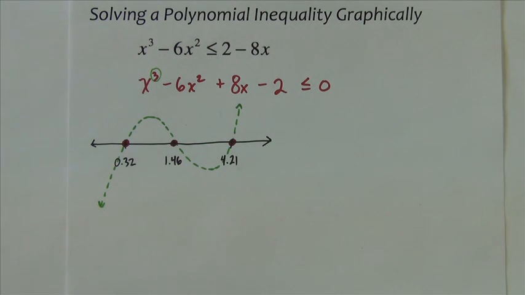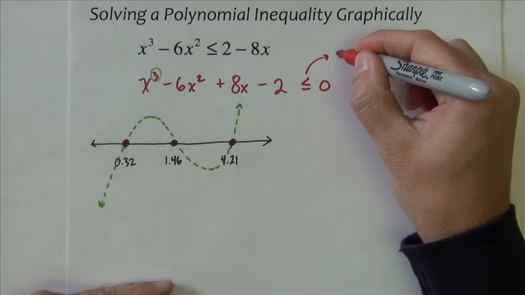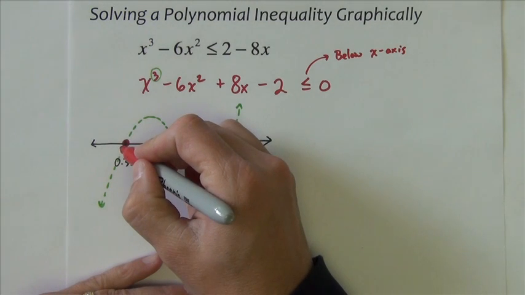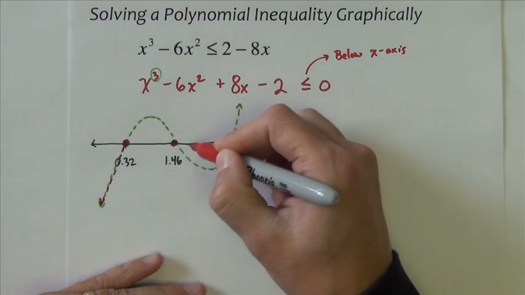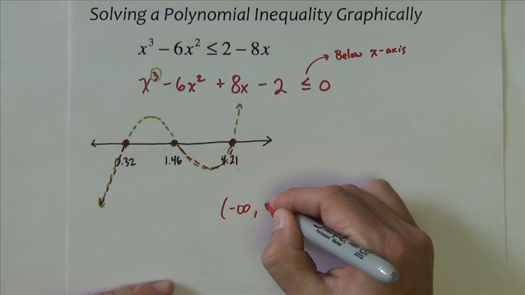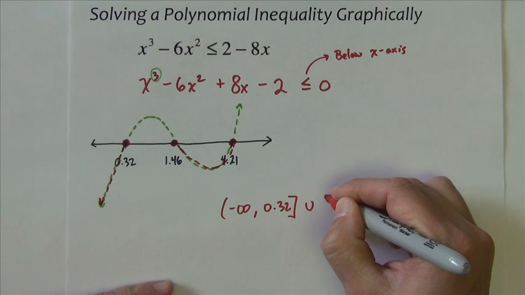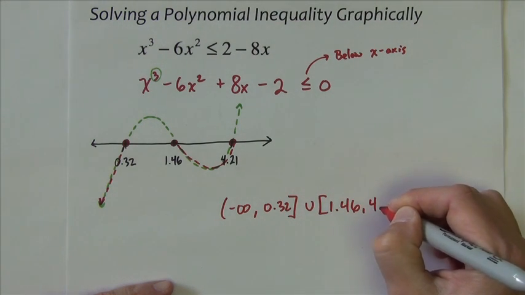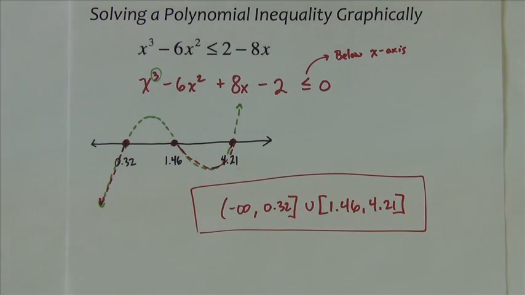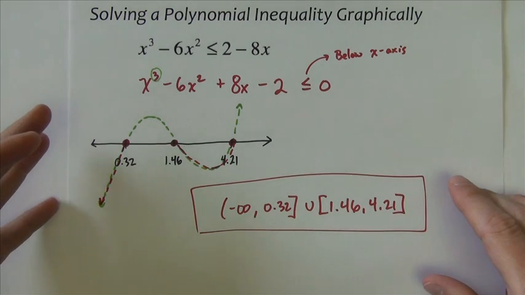I want everywhere where the graph is less than 0, it's below the x-axis. So it's below the x-axis out here and between these numbers right here. So it's going to be negative infinity to 0.32 square bracket and 1.46 to 4.21 square brackets on that too. Okay, so there is kind of a purely graphical approach to solving this problem. We had to find the zeros with the graph, and I used the graphical approach, knowing what the shape of the graph would look like to solve this problem for me.